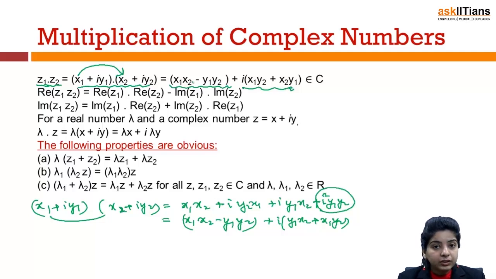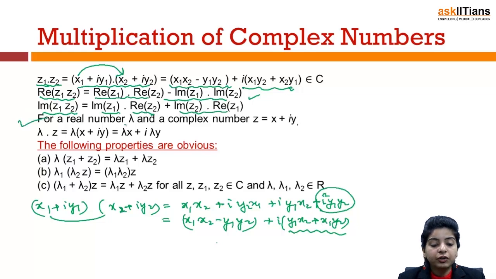So what does that mean? That means that real of z1 z2, real part of product of z1 z2 is real z1 into real z2 minus imaginary z1 into imaginary z2. You can remember it in this way also. And similarly imaginary part is equal to imaginary z1 into real z2 plus imaginary z2 into real z1. This is the imaginary part. So this is imaginary z1 into real z2 plus imaginary z2 into real z1.